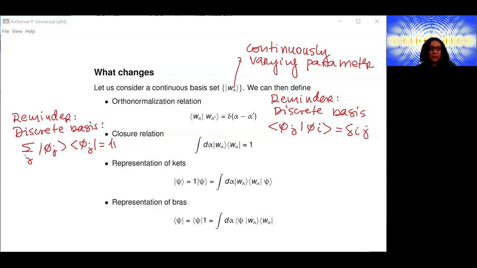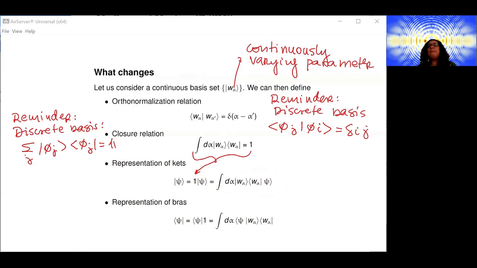And we can use this closure relation to represent kets and bras. So we can insert this here when you have an arbitrary state vector psi. We can write this as the identity operator applied to psi. And this is going to give us this expression. So you can see that psi is now written in terms of this spanning set using this integral. And we can do the same for bras.